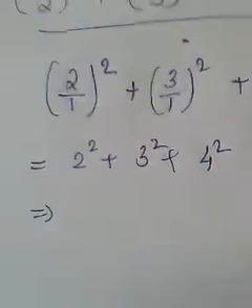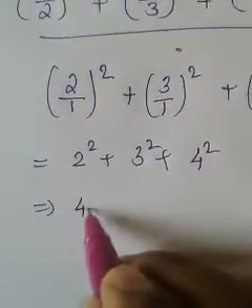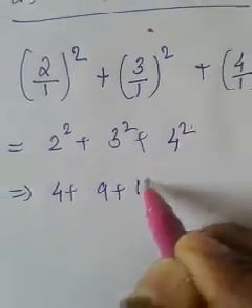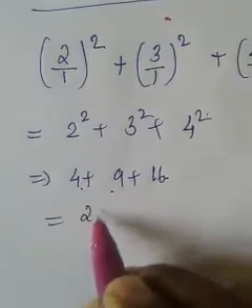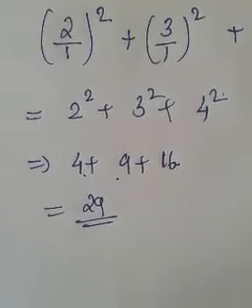What is 2 raised to 2? Who can say? 4. What is 3 raised to 2? 3 into 3, 9. Plus 4 raised to 2, 4 into 4, 16. So 16 plus 9, 25. 25 plus 4 is 29. So 29 is the final answer. Is it clear? Clear?